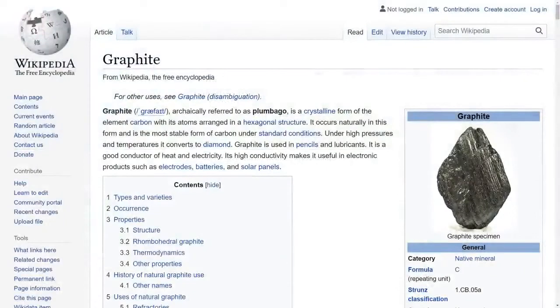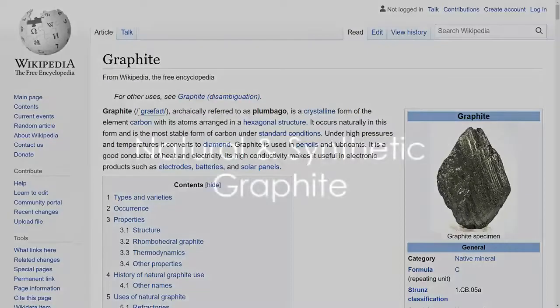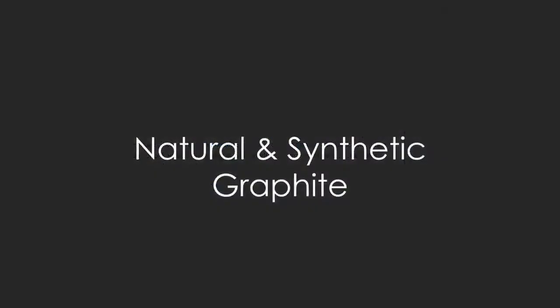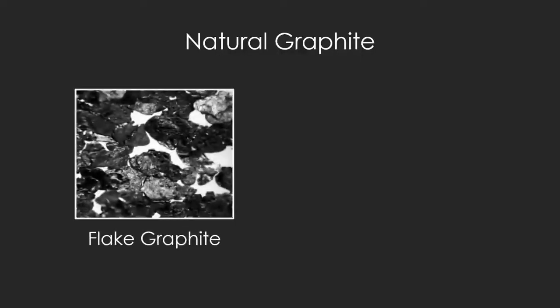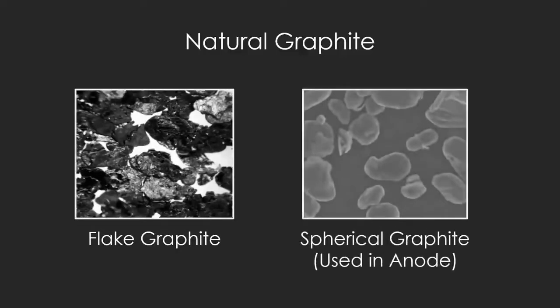First of all, what is graphite? Well, graphite is a rock, or to be more precise, a crystal or crystalline form of carbon with its atoms arranged in hexagonal structures that are stacked in many layers. There are also two types of graphite. There's natural graphite, which forms naturally, and while there are various subtypes, the main one is flake graphite, and different sized flakes of graphite are used for different applications. For anode applications, flake graphite is processed into a round spherical shape by mechanical attrition processes.